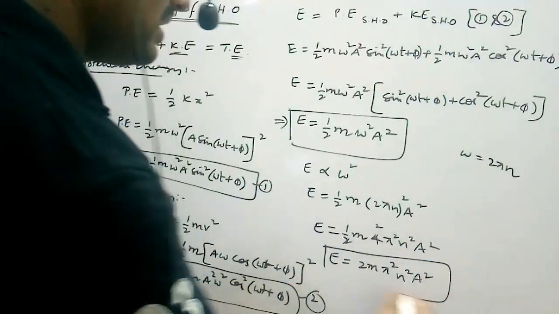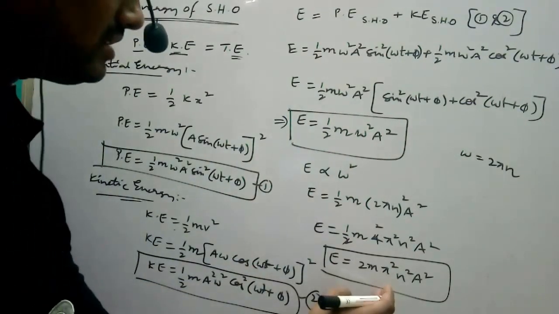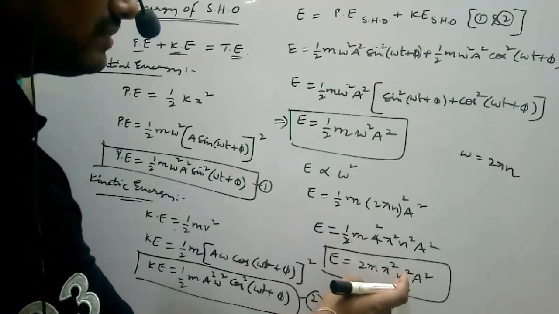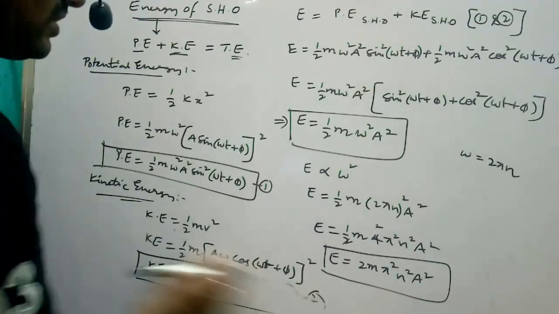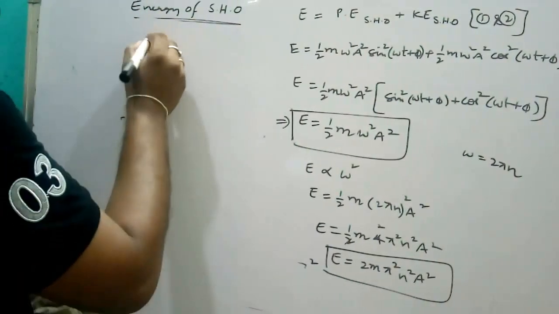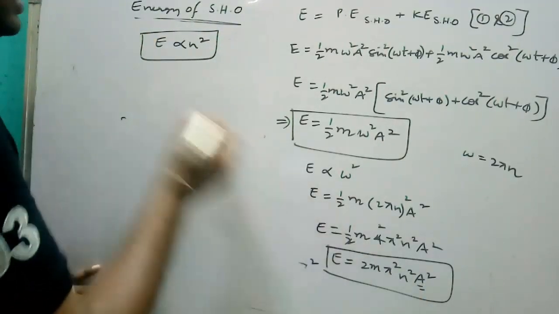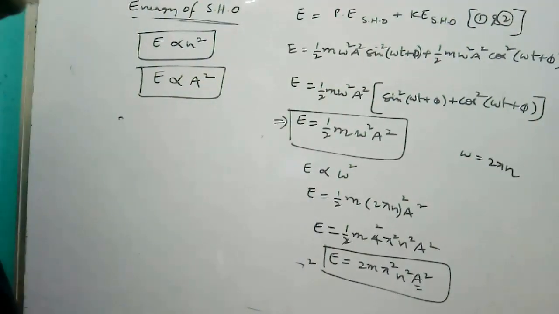This is the total energy equation in terms of the natural frequency. This one is in terms of angular frequency. So from this equation we say that the energy of the oscillator depends on the natural frequency and the amplitude of the oscillator. E is proportional to the square of the natural frequency, that is E proportional to n square, and also E is proportional to the square of the amplitude, that is a square. This is the total energy and the relation among n and a.